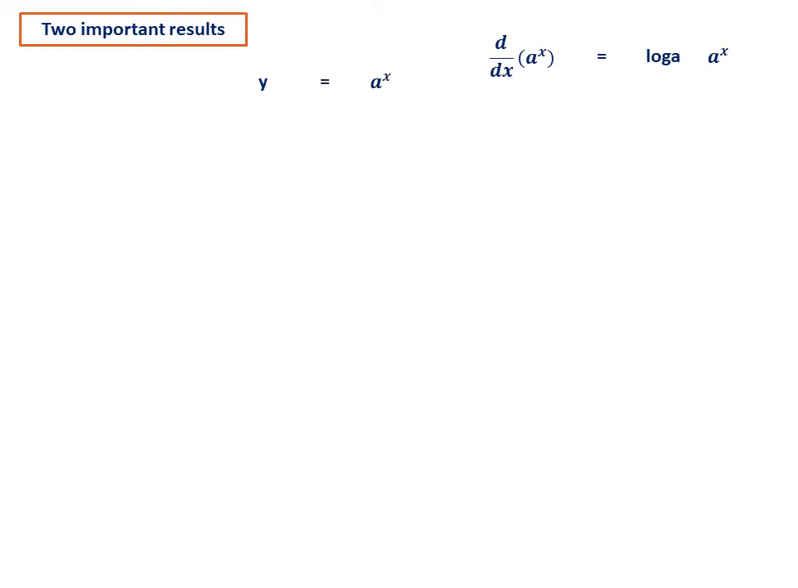Let us take y equal to a power x. Therefore, take log on both sides. So this becomes x log a on the right side. Now differentiate with respect to x. 1 by y dy by dx equal to log a, because differentiation of log y is 1 by y, chain rule. On the right side, log a is a constant, x is variable, so d by dx of x is 1. So it is log a. Therefore, dy by dx will be equal to log a into y, cross multiply y. But y is a power x. So this is the formula.